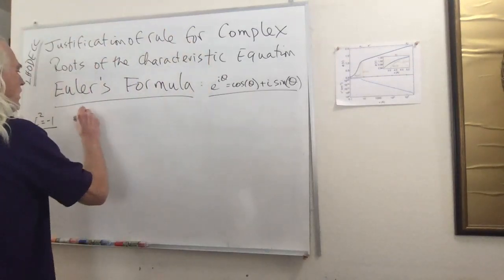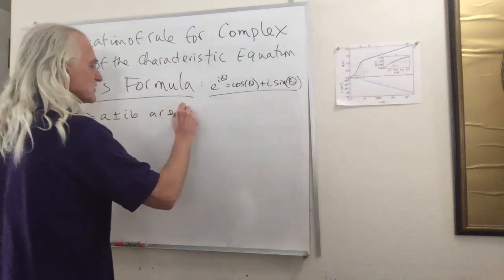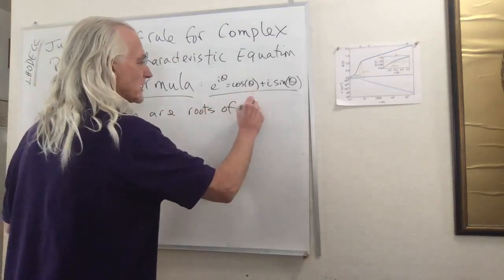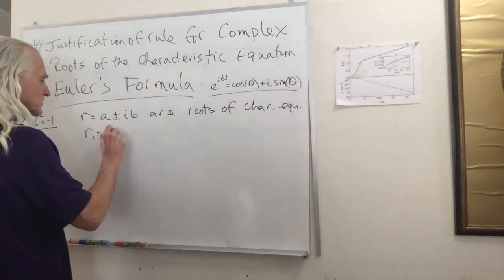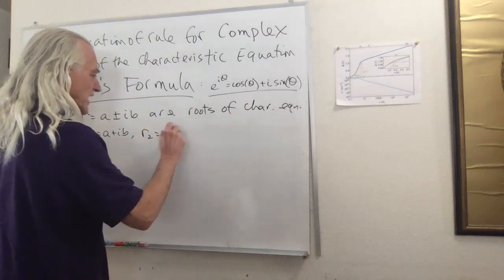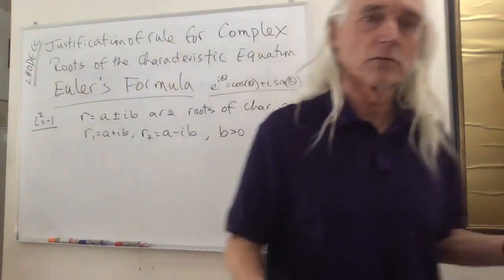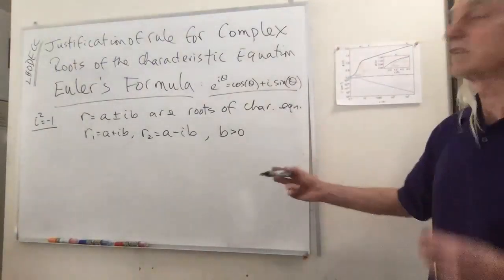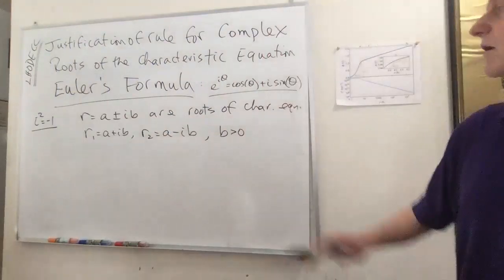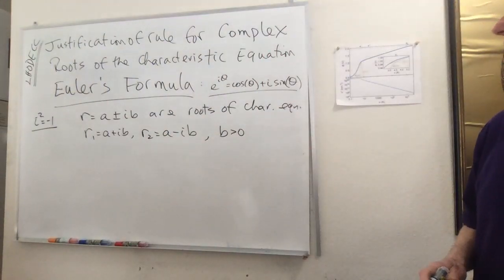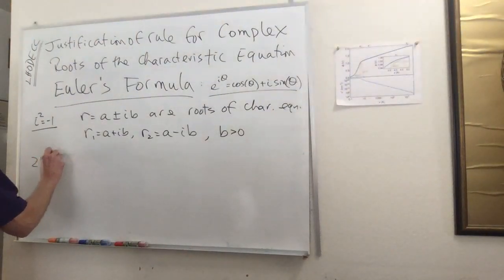Suppose I have r equals a plus or minus ib as roots of the characteristic equation. In other words, r1 is a plus ib, and r2 is a minus ib. And we're going to assume that b is positive. a could be 0, and it often is. But b can't be 0. If b is 0, this would be a repeated root. And if b is negative, I just switch them. And so b is positive. We'll assume that.